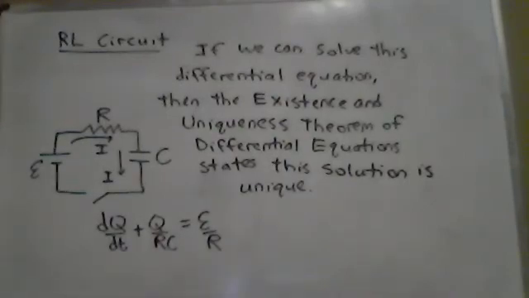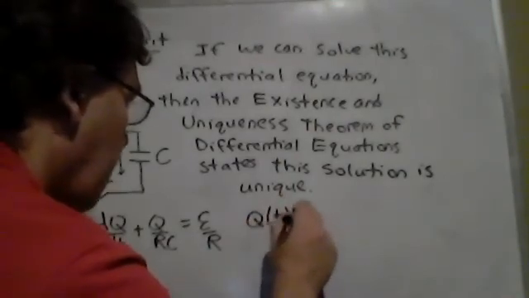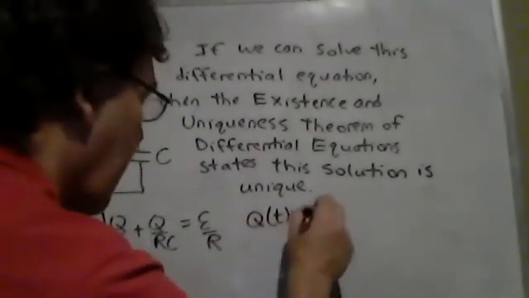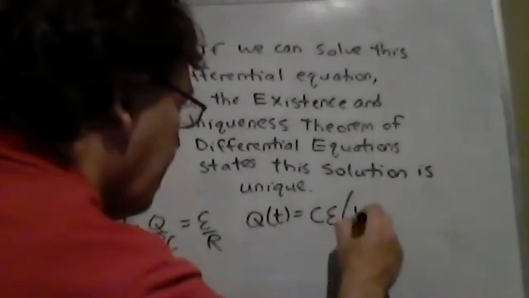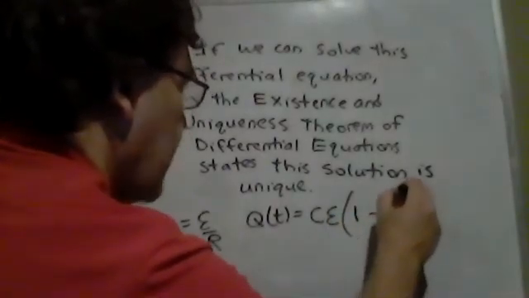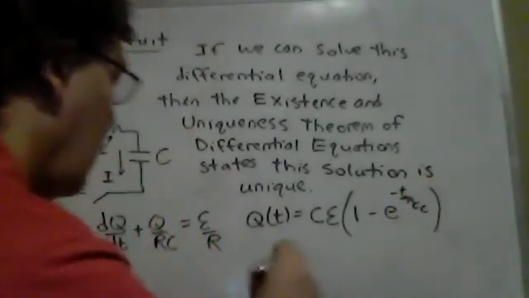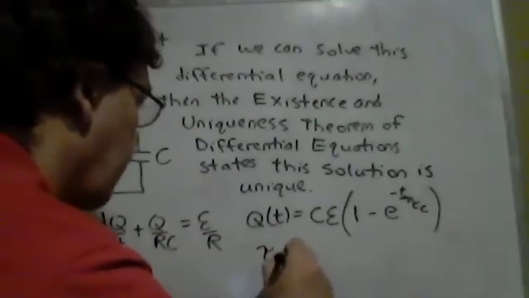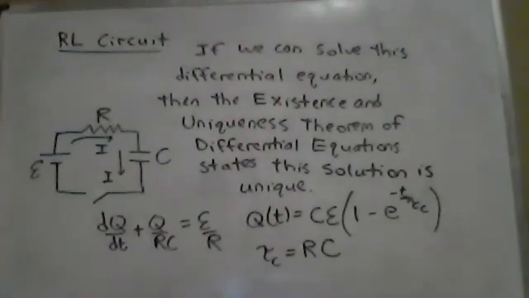This differential equation has a solution given as Q as a function of time is C epsilon times the quantity 1 minus e to the negative t over tau sub C. Tau sub C was the time constant for the RC circuit, and it's literally just R times C. Multiplying the resistance in ohms by the capacitance in farads gives a time constant in seconds. This is the charging equation.